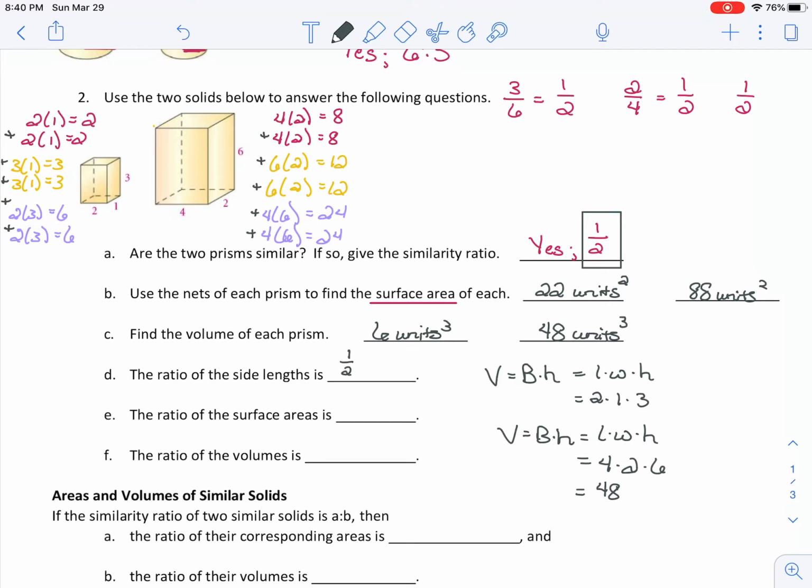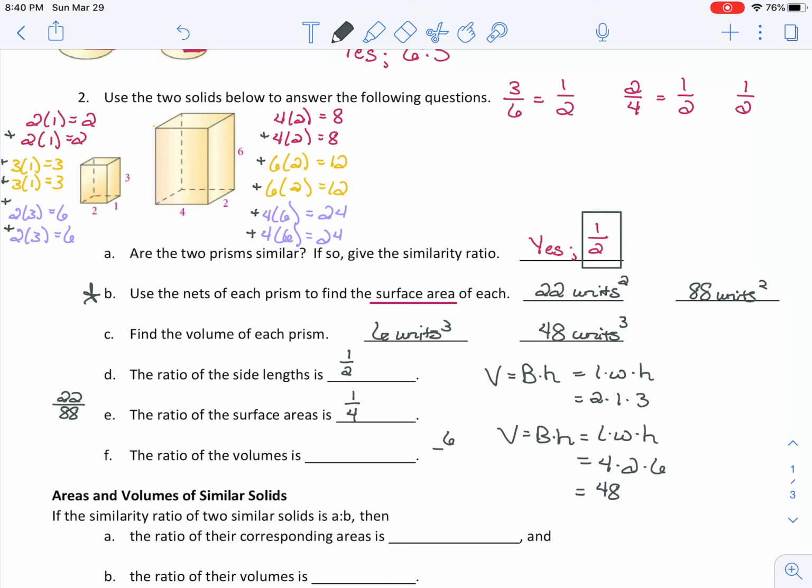That is not the same ratio you'll get for the ratio of the surface areas. The surface areas are what we did on part B. So if I take the surface area of 22, put it over the surface area of 88, if I put that in my calculator and reduce, or if in my head I divide both of those by 22, I get 1 to 4. So similar to a half, but not the exact same thing.